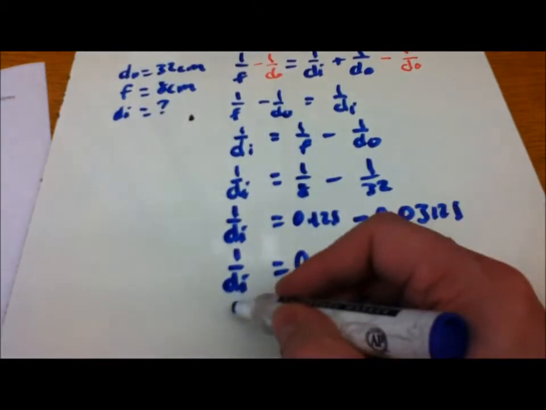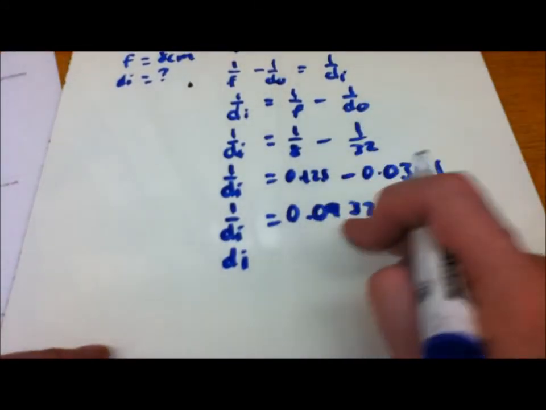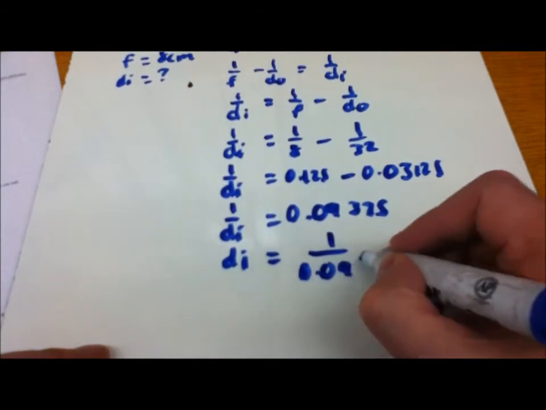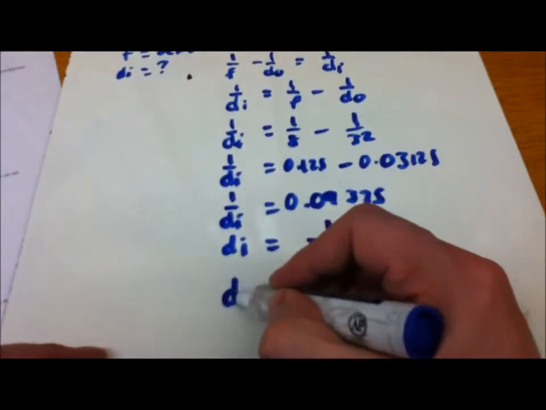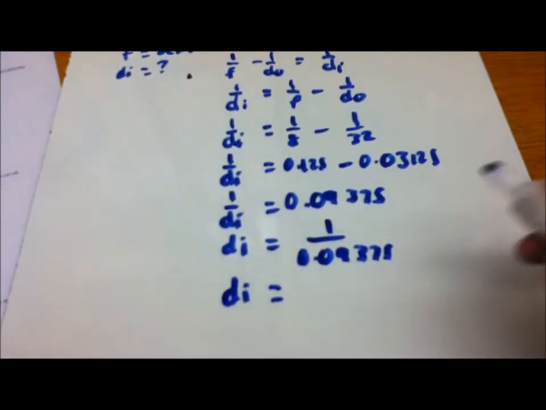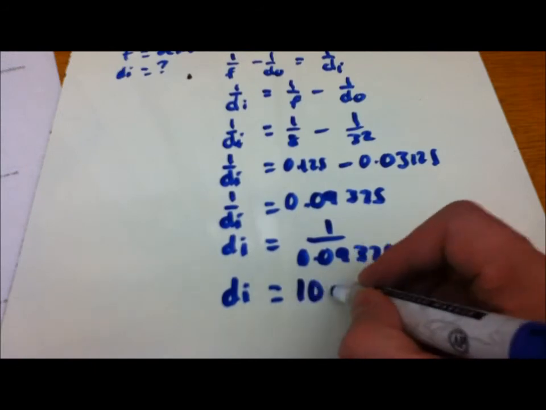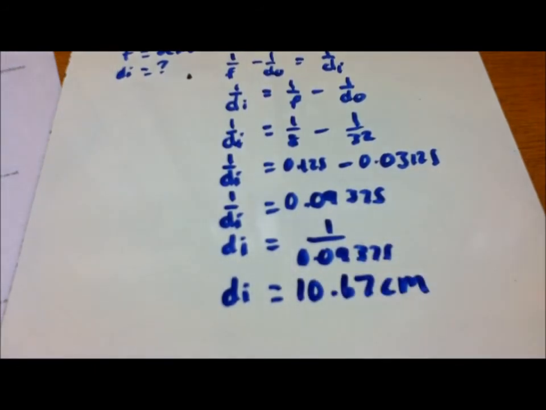0.09375. To find di, all we have to do is find the inverse of this, so di equals 1 over 0.09375, and then di will equal 1 divided by that. Plug that into your calculator, and you're going to get an answer of 10.67 centimeters.